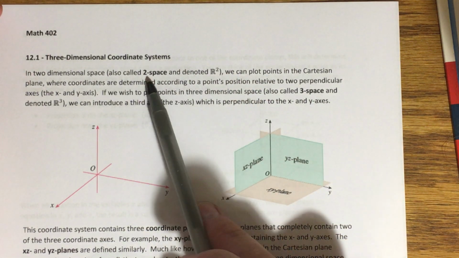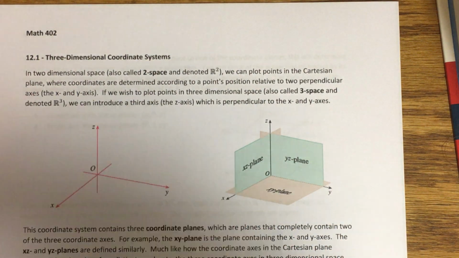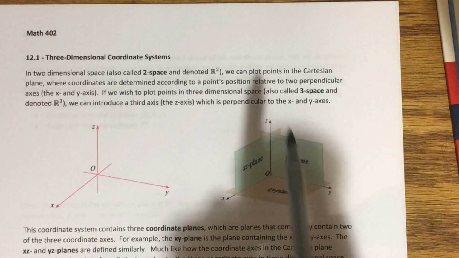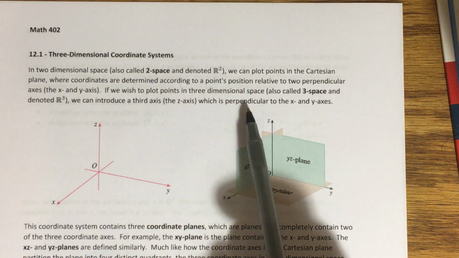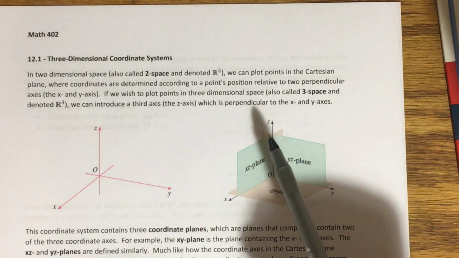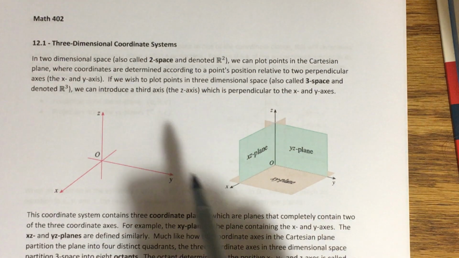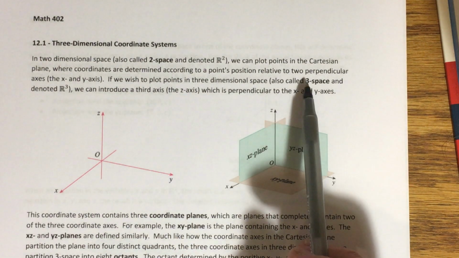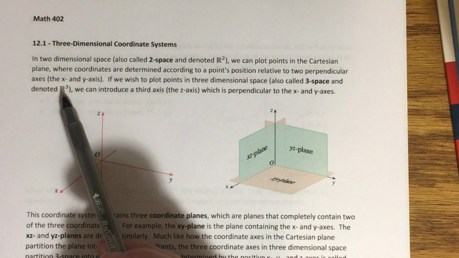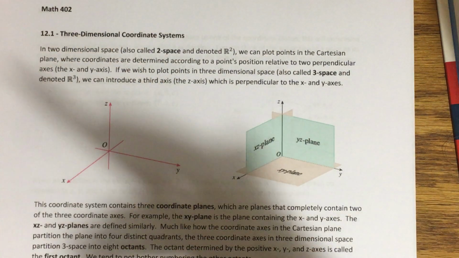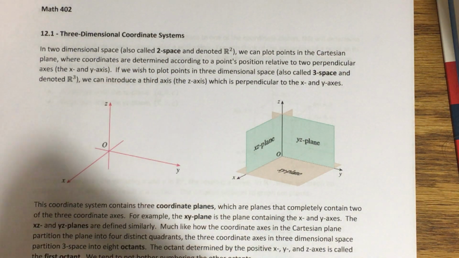The way that we work in two-space is we introduce a coordinate system that allows us to plot points, and then being able to plot points allows us to create curves from functions and things like that. But in order to plot points, we need two axes in two-dimensional space, an x and y axis. That's familiar territory. Three-dimensional space, which we're going to be calling either 3-space or symbolically R3, has to introduce a third axis in order to have that third dimension present. So we're going to call that the z-axis.